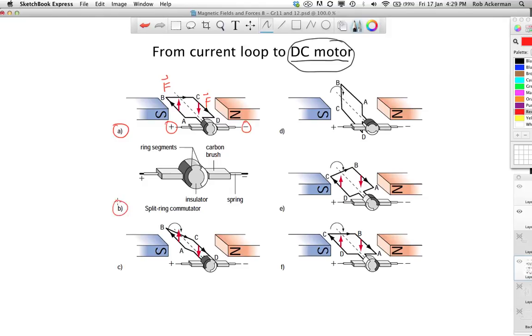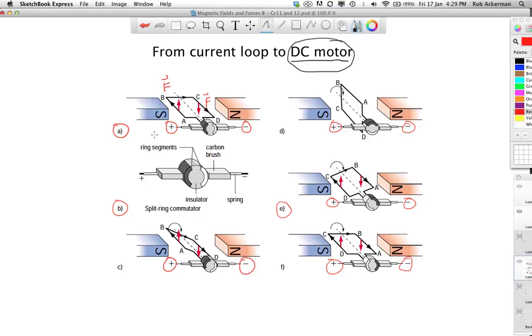As the loop starts rotating, you see what happens. The force is still in the same direction, everything's cool. But once we get to here, we pass a point where in E, now the forces would normally reverse direction unless we could reverse the current. How do we reverse the current? Well, if you follow the terminals here, they don't change. So the battery doesn't move, or whatever's creating the current flow, that doesn't change.